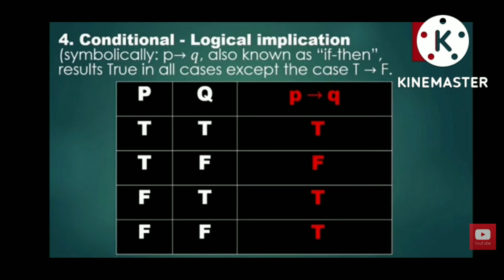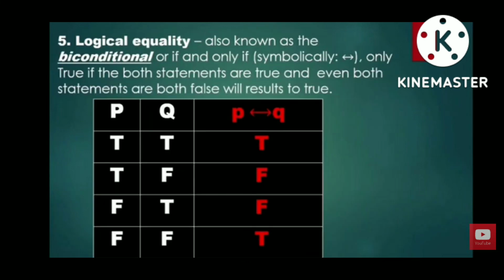Number 4 is the conditional or logical implication, also known as if-then, which results in true in all cases except the case T and F. Number 5 is logical equality, also known as biconditional or if and only if. It is only true if both statements are true, and when both statements are false it will also result in true.